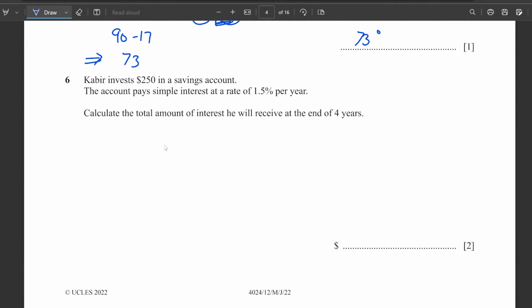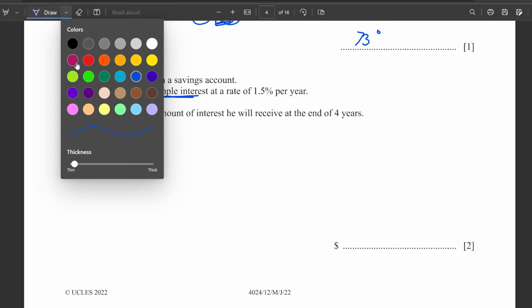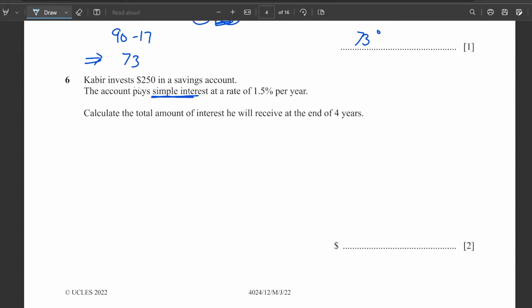Kabir invests $250 in a savings account. The account pays simple interest at a rate of 1.5% per year. Calculate the total amount of interest he will receive at the end of the year. First of all, the question is of simple interest. Second, let's highlight the useful entities. $250 is your principal amount, it's your investment. 1.5% per year is your rate, which is denoted by R, and 4 is your time.